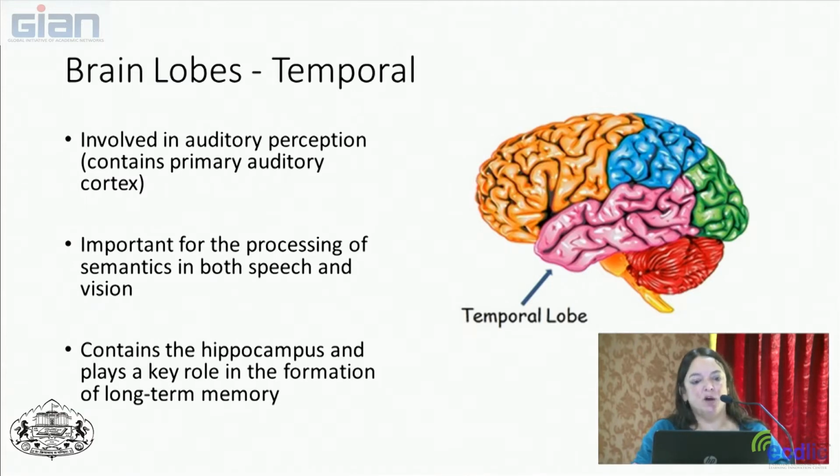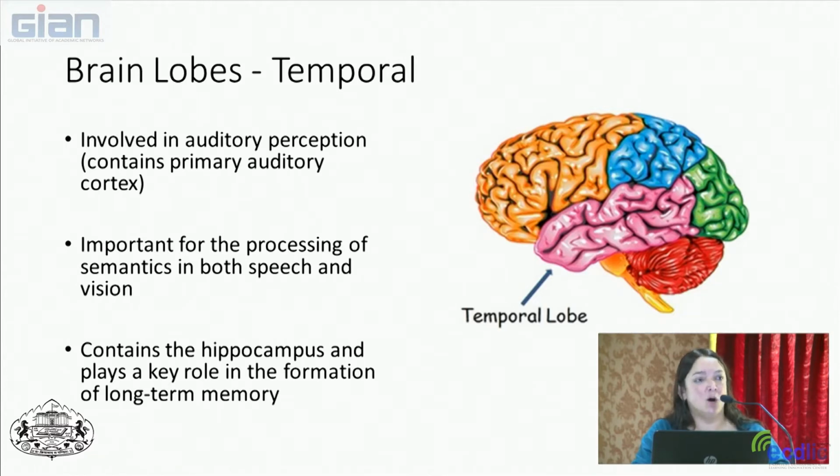So the temporal lobe is important for processing of semantics. Semantics meaning the meaning of speech and the meaning of words. And it helps in the processing of speech and in vision. The temporal lobe contains part of the hippocampus. The hippocampus is sort of a unique structure that we're going to talk about also today.